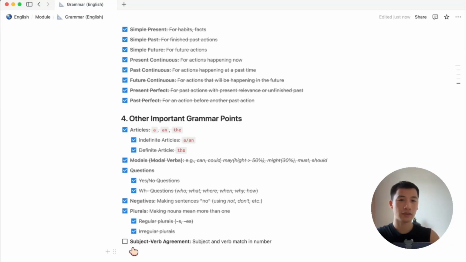Subject-verb agreement. Okay. The subject is what does something. The subject, I got it. So subject and verb match in number. What does it mean to match in number? Match in number means that if the subject is singular, the verb is singular. If the subject is plural, the verb is plural. For example, the dog barks, singular, and the dogs bark, plural. Do you want to see a few more examples?